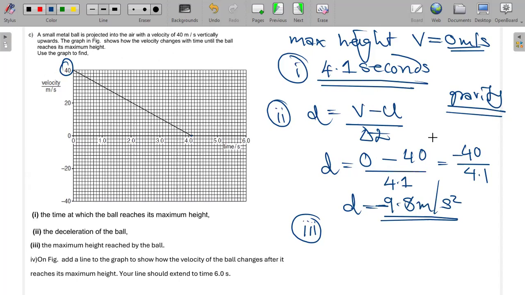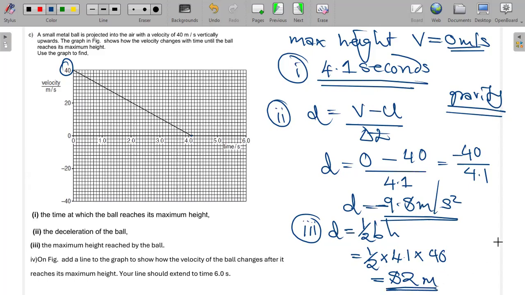So in order to calculate the maximum height, we can just find the area under this velocity-time graph, which is a triangle in this particular case. We can use the area of the triangle to say the distance will be equal to half BH. So I'll say half multiplied by the breadth, which is from here up to there, that is 4.1, multiplied by the height, which is equal to 40. So 0.5 multiplied by 4.1 by 40 gives me 82. So the total height will be equal to 82 meters. So the maximum height traveled by this ball is equal to 82 meters. As simple as that.